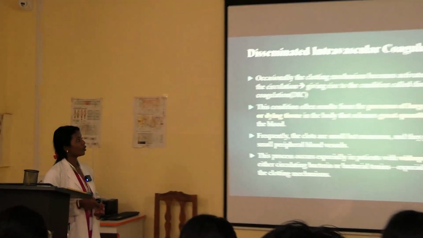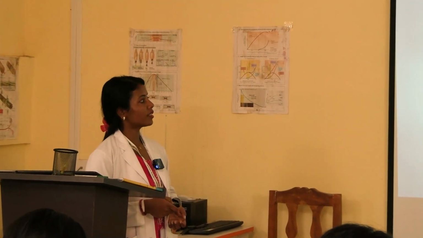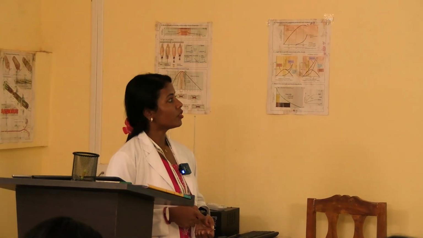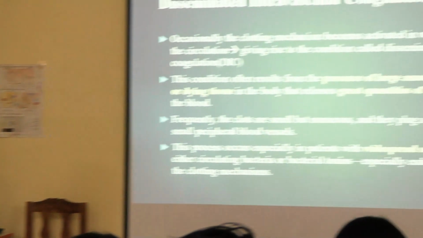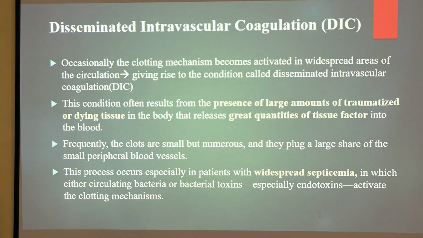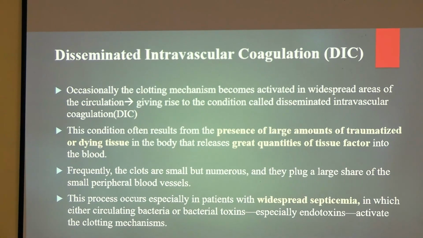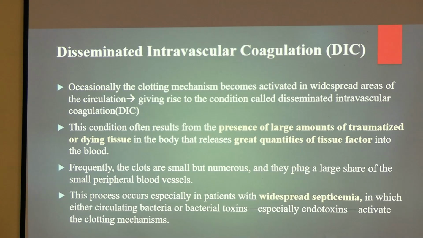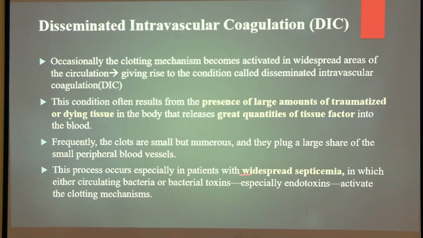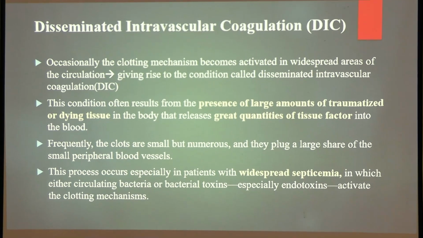It is the result of a large amount of traumatized or dying tissue in the body, which releases great quantities of tissue factor into the blood. So there will be so much tissue factor. DIC basically means that when there is bleeding in our body, the anti-clotting mechanism will try to stop the bleeding. But in DIC, procoagulants are activated, so it prevents the normal clotting mechanism, and there will be continuous bleeding in our body. This occurs in a patient with widespread septicemia, who might develop DIC.